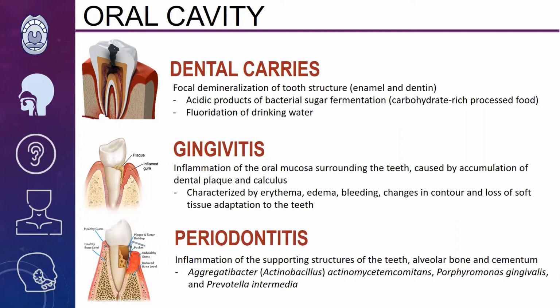Periodontitis is an inflammatory process that affects the supporting structures of the teeth, alveolar bone, and cementum. Sequelae include destruction of the periodontal ligament, which attaches the teeth to the alveolar bone. This leads to loosening and eventual tooth loss. Of the 300 bacterial species within the oral cavity, adult periodontitis is associated primarily with the following bacteria.